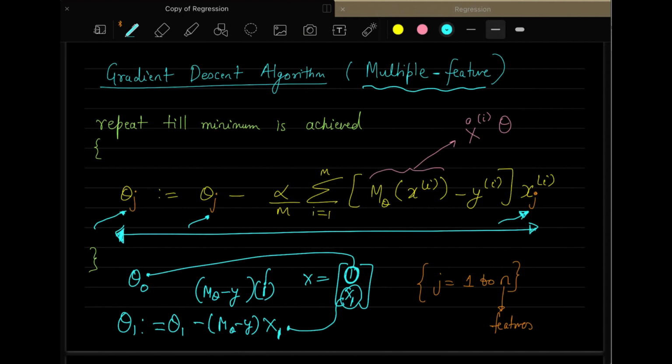But in the multiple feature case, whatever theta you are currently working on, the indexing j is the same as this j, which is the feature at which you are working. Now it is clear, this thing. Any doubts here with respect to the gradient descent that you are doing for multiple features? Any doubts?